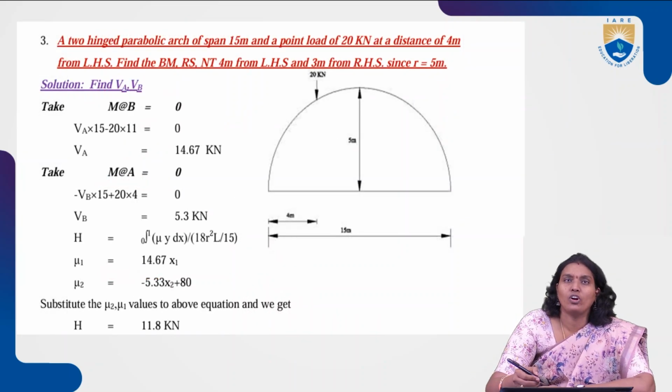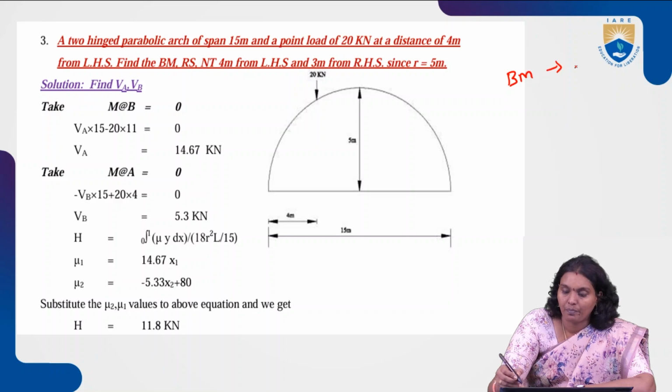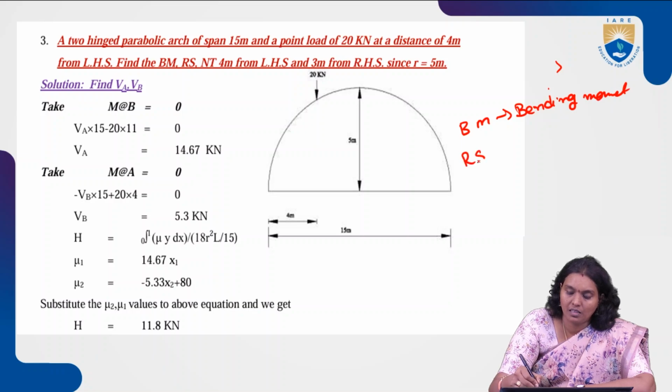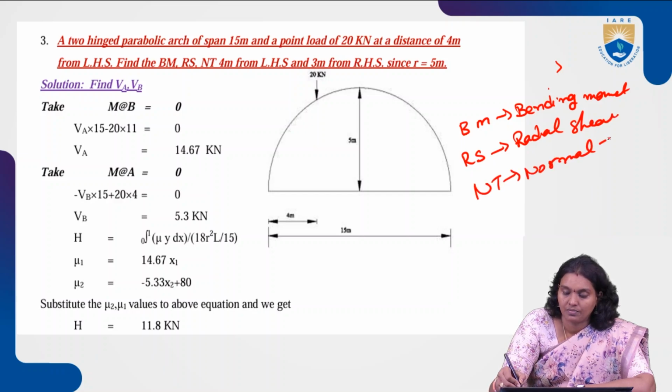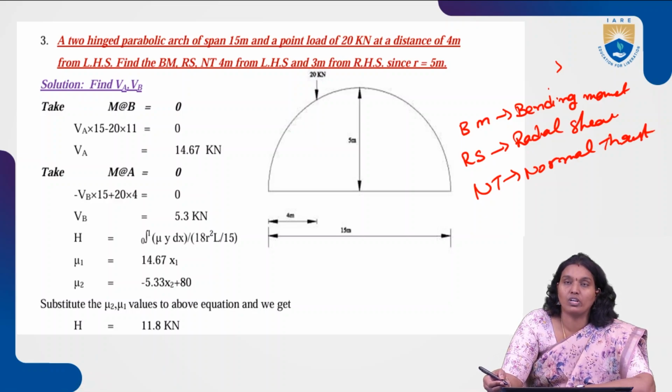Now move on to the two-hinged parabolic arch which has a span of 15 meters and a point load acting only on one side at a distance of 4 meters from the left hand side. Find the bending moment. This BM is nothing but the bending moment. RS is nothing but the radial shear. NT is nothing but the normal thrust. And 3 meters from RHS, since R is equal to 5 meters.